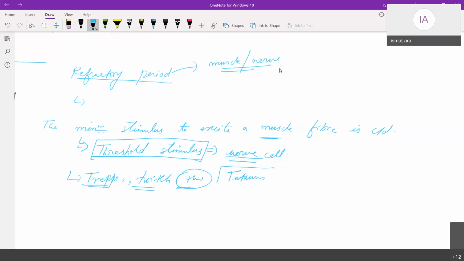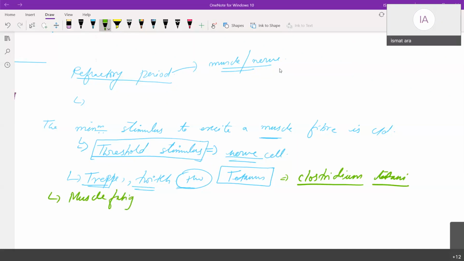Now, this tetanus is caused by a bacteria. What is the name of that bacteria? Clostridium tetani. Some more terms you will read here. We are talking about muscle, so you should be clear with the term muscle fatigue. What is the meaning of muscle fatigue?